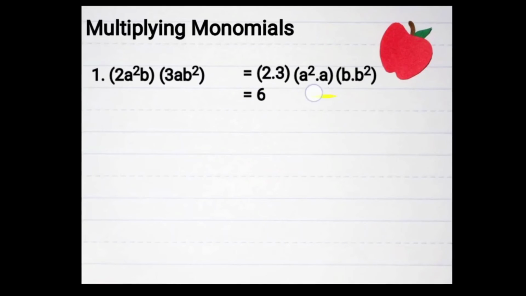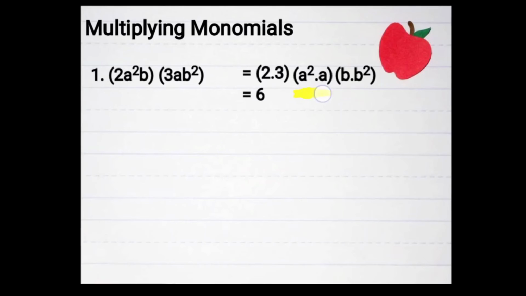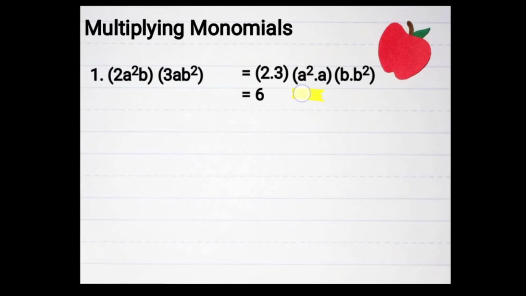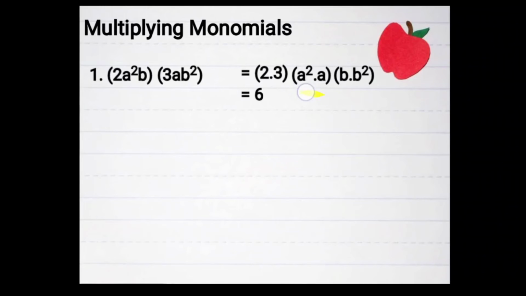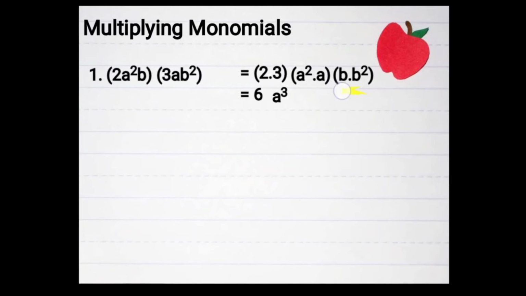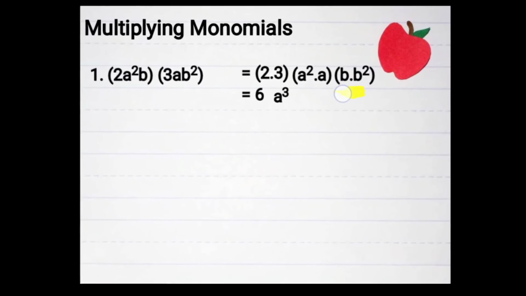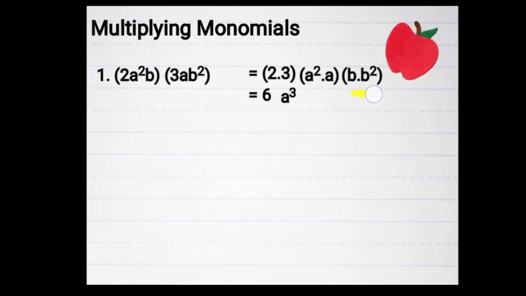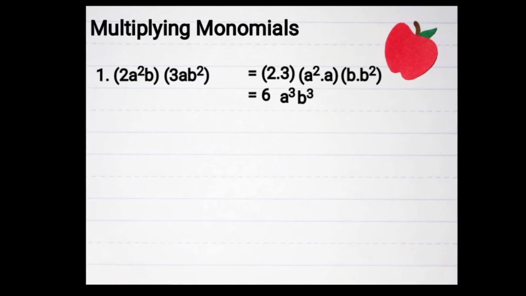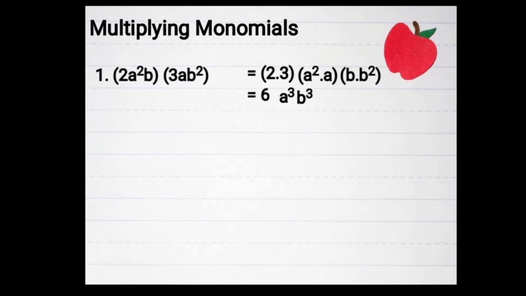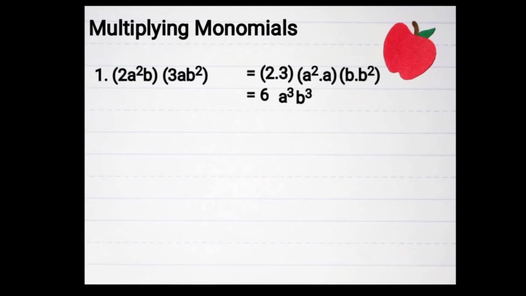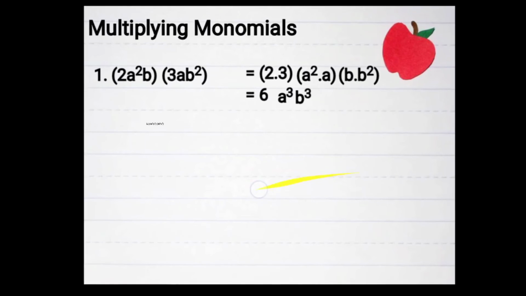A squared times a, so apply the first law, the law for product, which is add the exponents. So 2 plus 1 is 3. That's why we have a cubed. Then here, let's apply the first law also. So we have 1 plus 2 is 3. That's why we have b cubed. So for number 1, the final answer is 6a cubed b cubed.